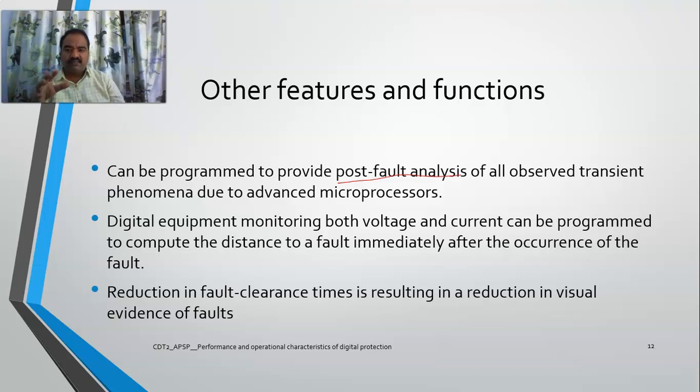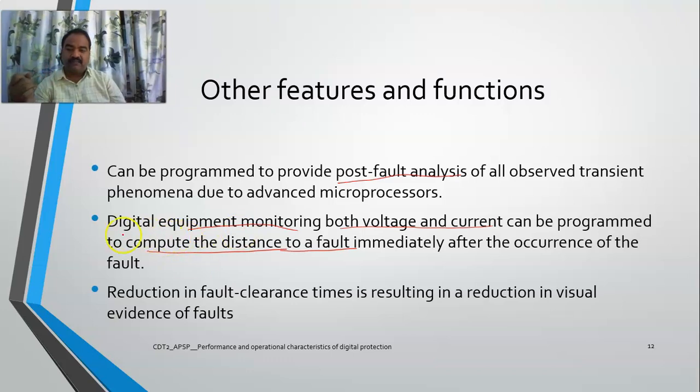An electromechanical relay, once it senses, just gives a signal to trip and it is done. The job is done. But here, you can continuously monitor. You can store the data every time. You can use it for future purposes also. I have mentioned, digital equipment monitoring both voltage and current can be programmed to compute the distance to a fault immediately after the occurrence of the fault. This is one big thing which is advantageous for several engineers who are working in the fields. So if you can know the distance of the fault, where it is happening, then you can immediately alert the people there, so that you can immediately check there.